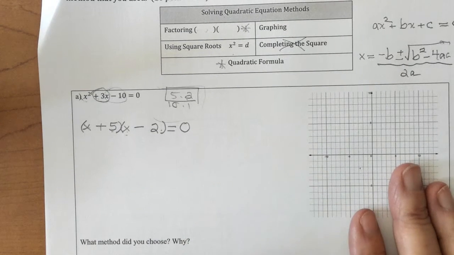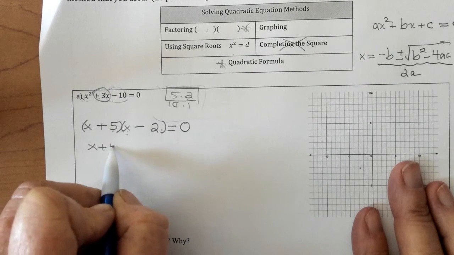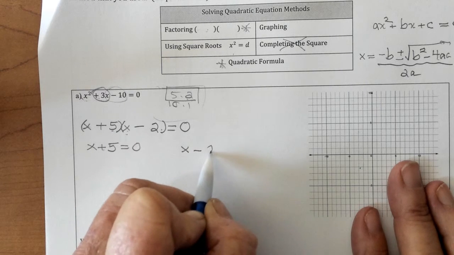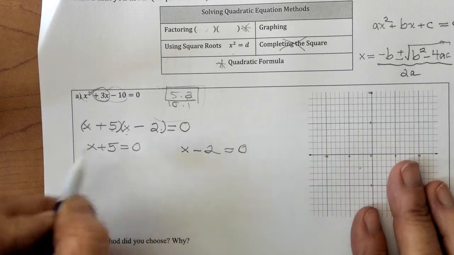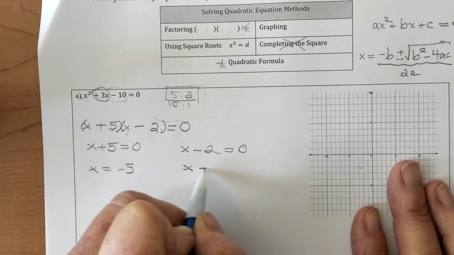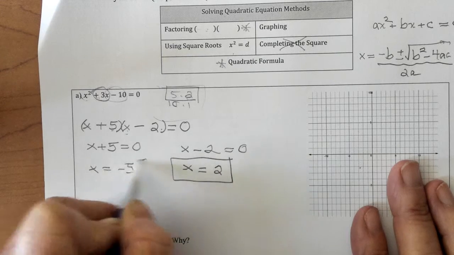Remember, I'm solving, so I need a value of x. So I'm going to set up both of these factors to be equal to 0. So I get x minus 2 is equal to 0 as well. Solve for x. X is equal to negative 5. X is equal to 2. There you go. Those are my two values of x.